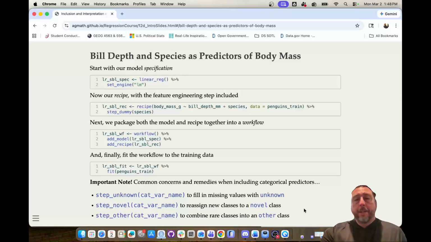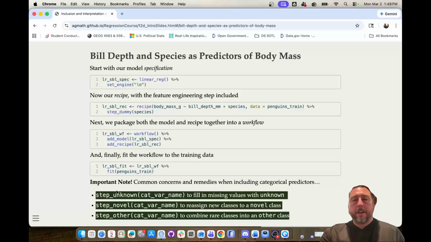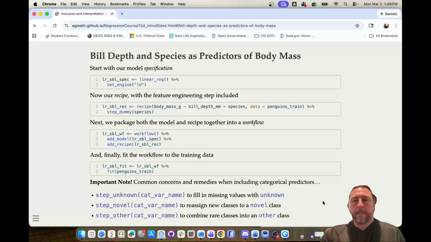The order in which you use these matters. So step_unknown, step_novel, and step_other all assume that you're dealing with the raw categorical variable that still has its levels underneath it. Once you use step_dummy, you no longer have that categorical variable in your data set. You have the indicator columns instead. So if you use any of these three functions, you should use them before hitting step_dummy. So the order of the feature engineering steps in your recipe pipeline matter.